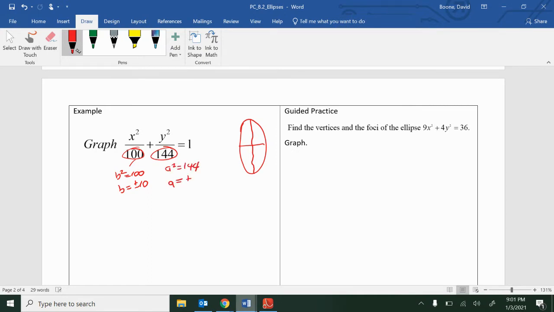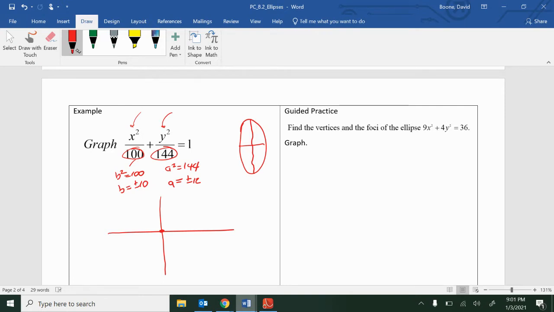So A would be plus or minus 12. Okay, so if I'm going to graph that, I'm going to graph this. These are all centered at 0, 0 for our center, because I don't see any adjustments to the X or to the Y inside here. We'll talk about that on the next page.